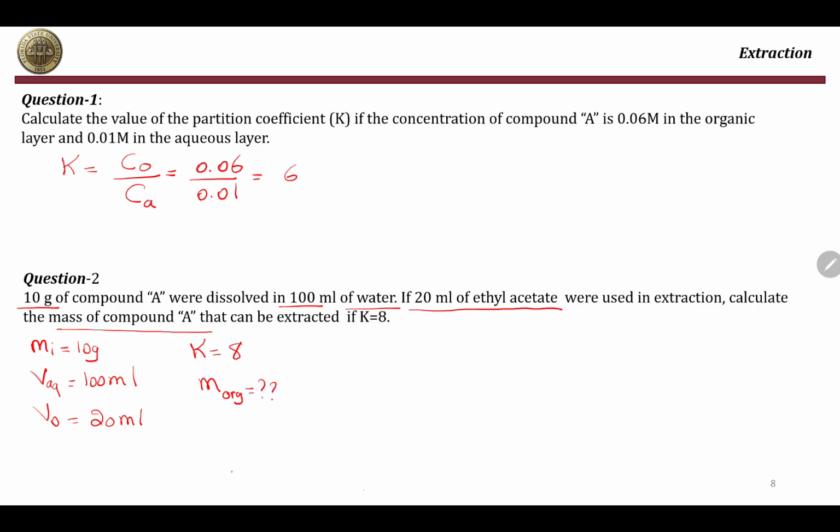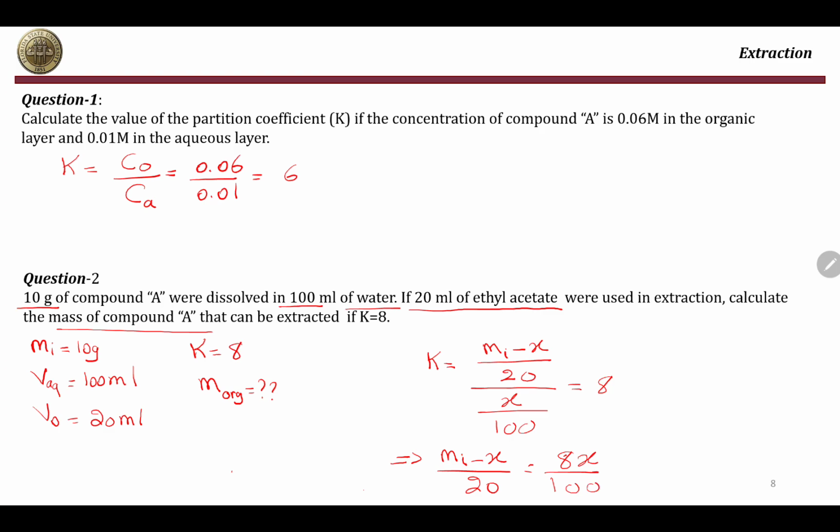Using the equation that I used in the previous slide, K is equal to initial mass minus x, which is the mass in the organic layer, divided by the volume of the organic layer, which is 20, over x, which is the mass in the aqueous layer, divided by the volume of the aqueous layer, which is 100, and this whole fraction is equal to 8. Then we can solve for x. So (mi minus x) over 20 is equal to 8x divided by 100. This is done by just cross multiplication.